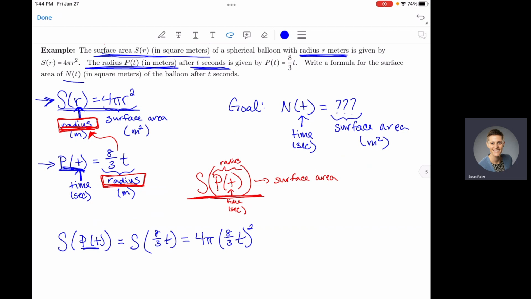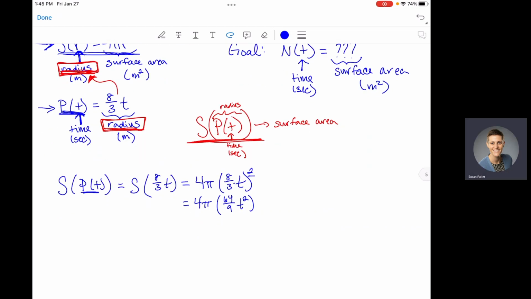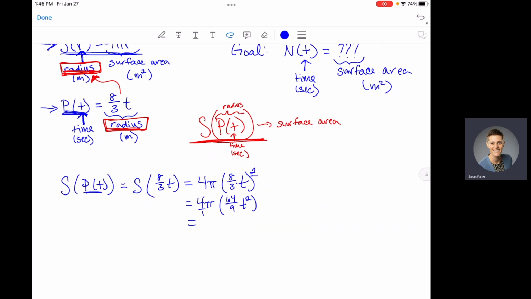All right. So now we just have to fight through the arithmetic here. I'm going to have 4 times pi, this thing squared. Everything here is connected by multiplication and division, which means I can apply this exponent to everything in here. I'm going to square 8/3, and I'm going to get 64/9. I'm going to square t, and I'm going to get t squared. So I'm going to multiply this all out. This is 4/1 when I multiply my fractions across. 4 times 64 is 256. And 1 times 9 is 9. And then I'm going to have a pi and a t squared here.